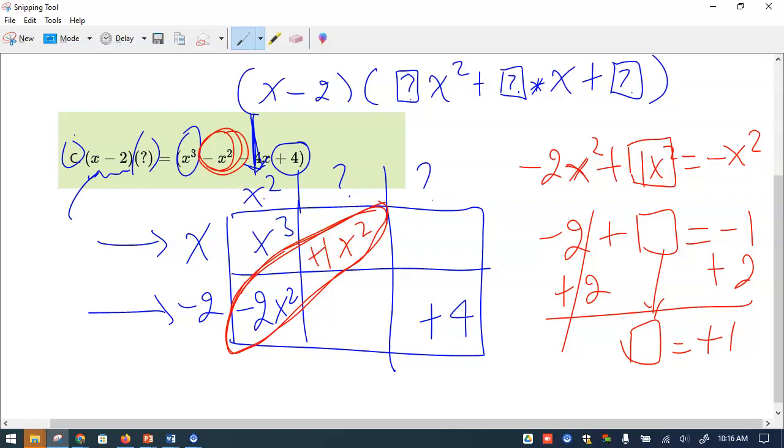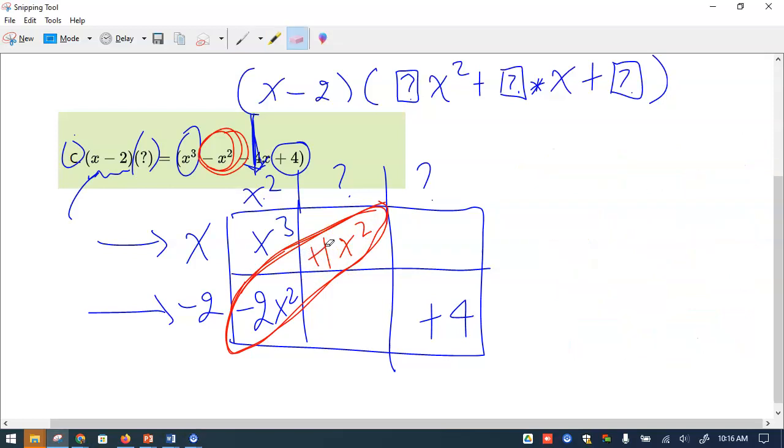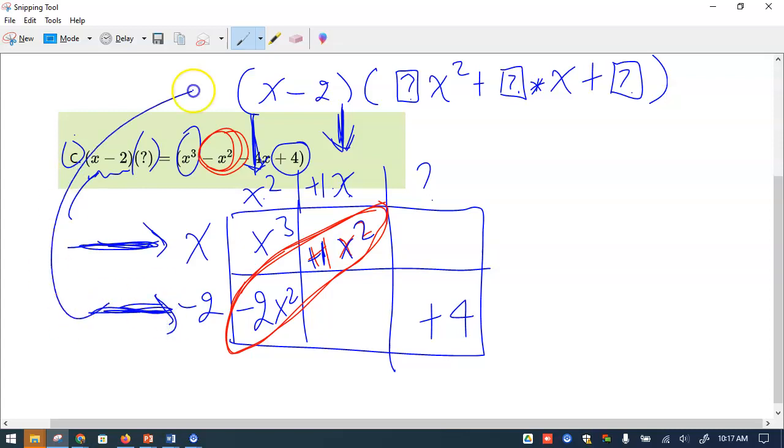I hope that helps. Okay, now that you got this plus 1x squared, what should be right here? What multiplies this x to get x squared? You can see it has to be just 1x squared, and I'm going to put plus just to specify the sign. So plus 1x squared. And then that plus 1x squared you multiply by this minus 2, so this will give you minus 2x.